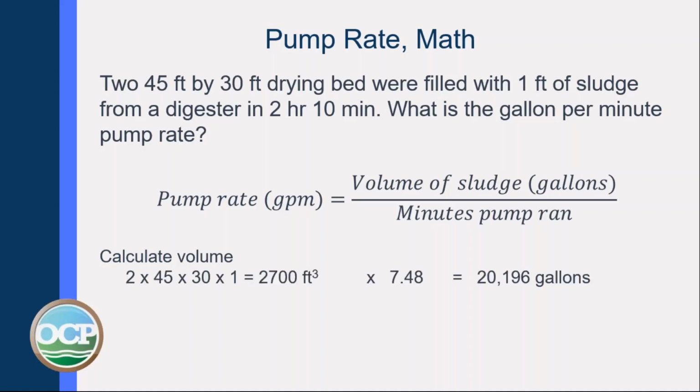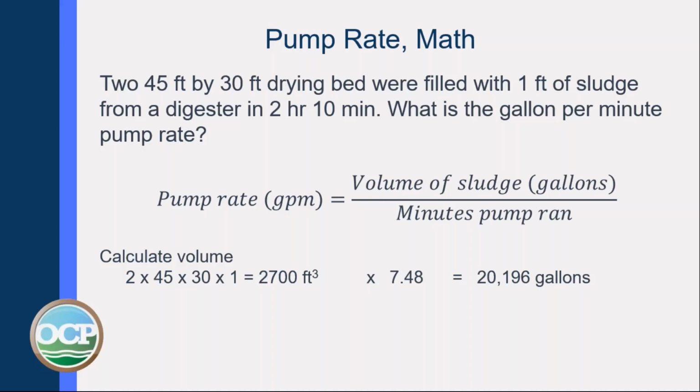So we have 2 drying beds, 45 by 30 feet, with 1 foot of sludge in them. So it's 2 times 45 times 30 times 1 is 2,700 cubic feet. Remember, when you're doing this on test day, you have to put the number of beds you have. That's the second biggest mistake made on wastewater math, failure to include both beds in this case.